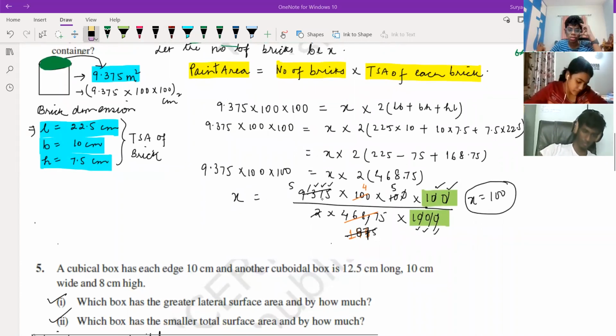Right now we're doing easy questions from NCERT. Later on we'll do extra questions. So these are the basic concepts, basic questions.